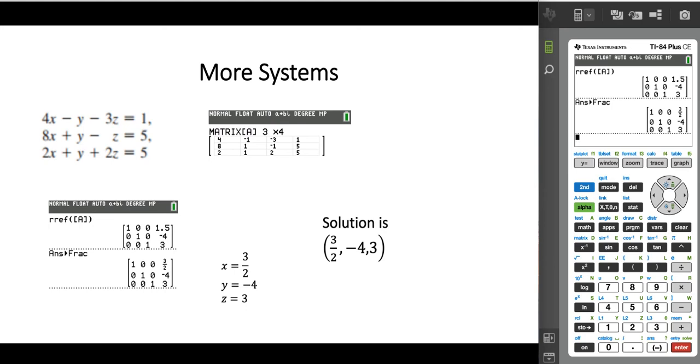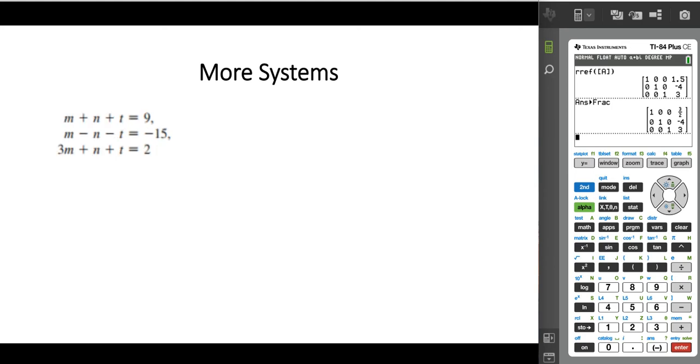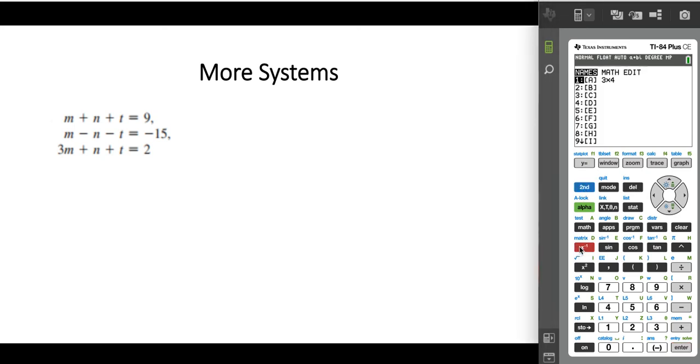Okay, moving on. Let's look at another example. So let's do that same thing and put that information in our calculator. So remember, it's second matrix, and we're going to edit this matrix. It is still a 3 by 4, but we have to change the coefficients. So I'm going to pause the screencast and do that. You do the same.